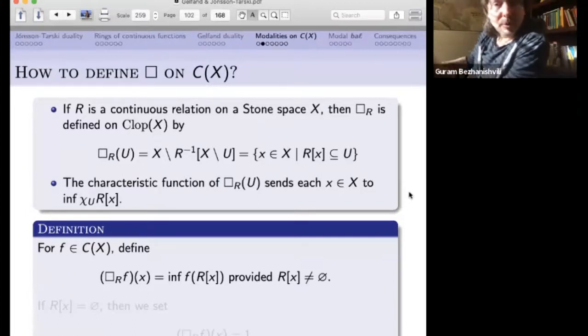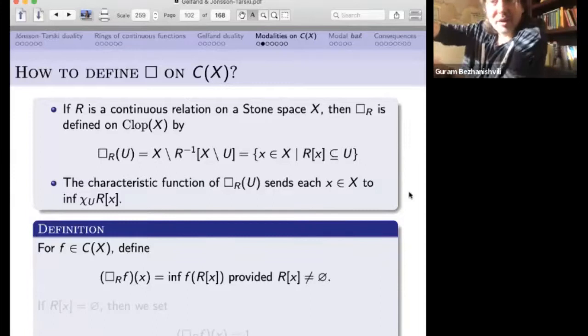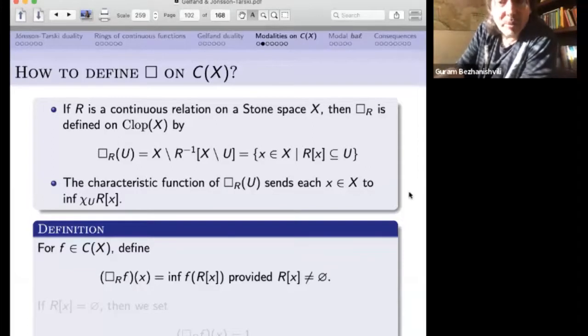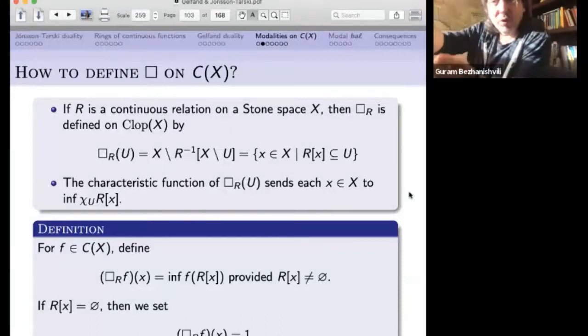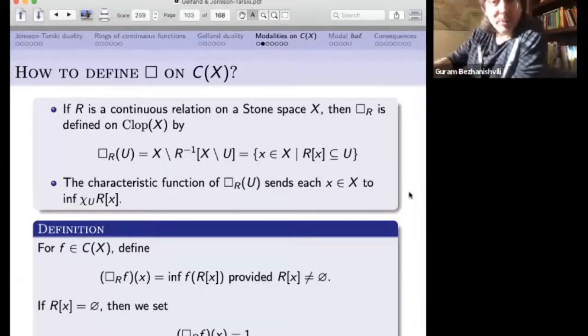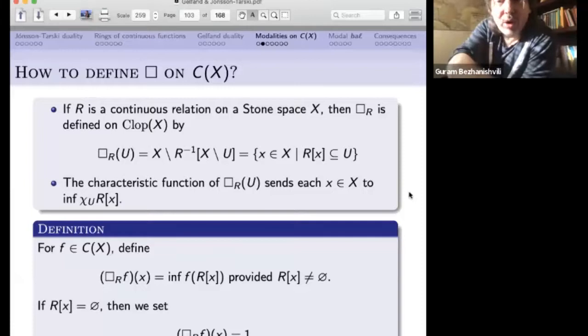Now, the infimum is possible provided R(x) is non-empty. If R(x) is empty, then because the reals don't have bounds, you cannot define the infimum over an empty set, and hence f of R(x) is empty. In that case, we simply define it manually. We think of the reals as being the 0-1 interval, and if you take the infimum of the empty set in the 0-1 interval, then it's 1. So we manually define box in that case to be 1. And this is exactly the part that makes some of the calculations unpleasant. So all the demonstrations I'll do will be for the case where the relation is, so to speak, serial, meaning that R(x) is always non-empty.